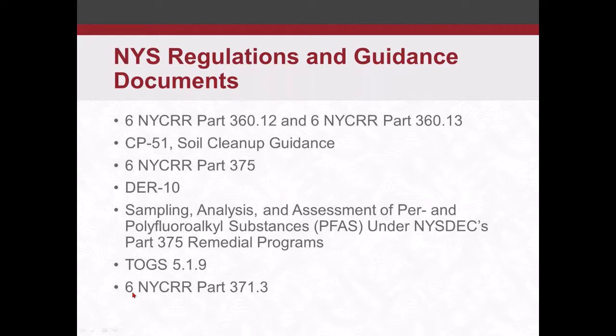And then lastly, there, the 6 NYCRR Part 371.3. In that Part 370 series, that's all hazardous waste type regulations. So what we're doing with that is we're sampling waste materials to determine whether it's going to be characterized as a hazardous waste or non-hazardous waste. And that determines where it can go as final disposition.